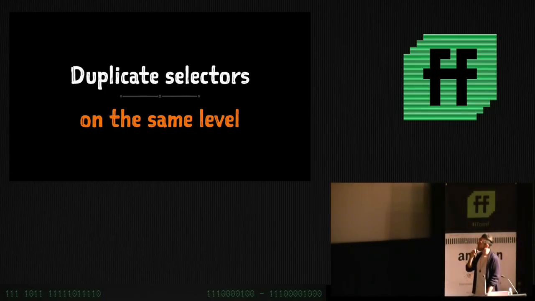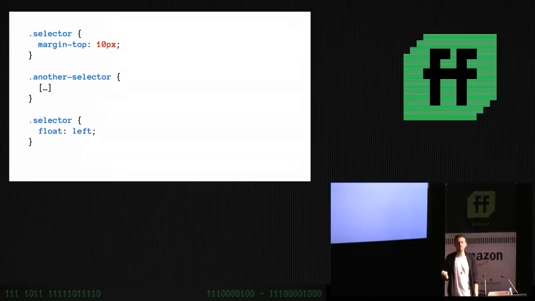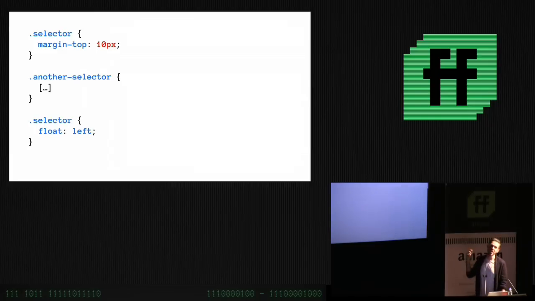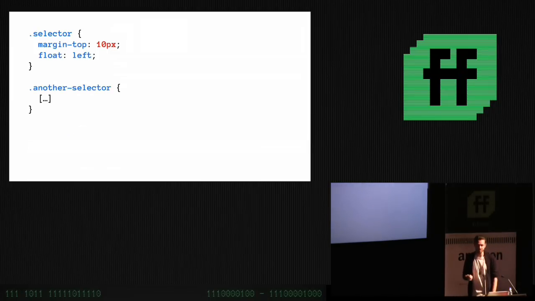So we could find duplicate selectors on the same level and just remove those, right? So if we have something like this, test for this. If this ever happens, you define something, and then you define something else, and then you forgot you defined the first thing, so you define it again. This fails on GitHub, right? You have to merge them so they are one and the same.